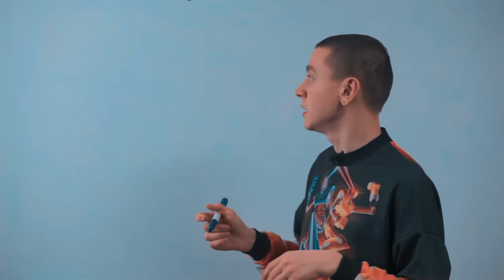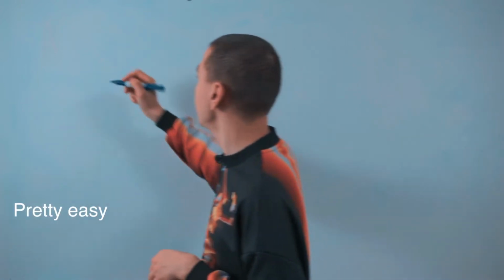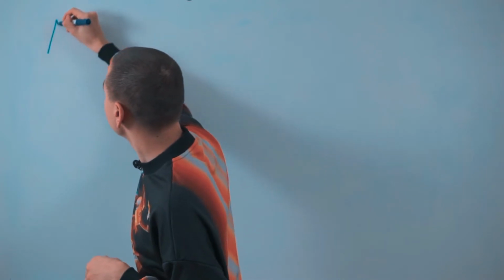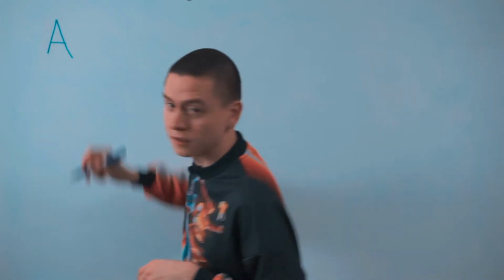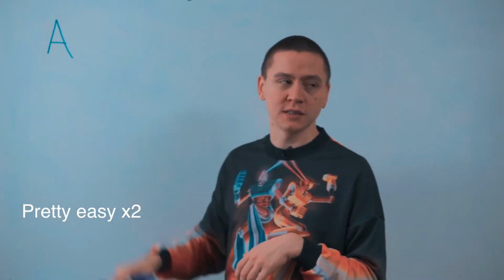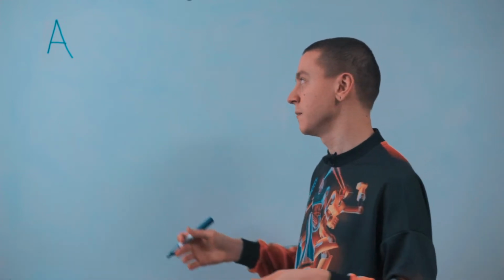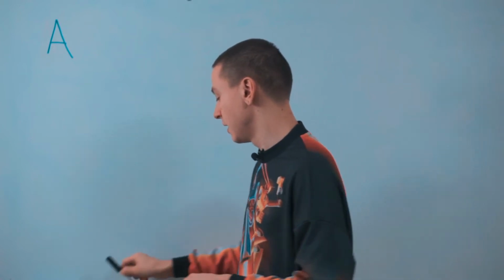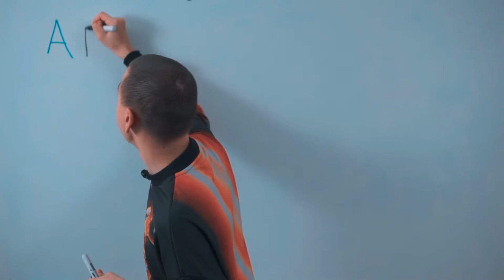And the first one is A. It's a pretty easy one, and it's blue. No, it's a vowel. I mean, all vowels will be blue on this blackboard. Okay. So it's A. I think you know how it sounds. I mean, that's easy. Next letter is a consonant, and it's black. It's B.